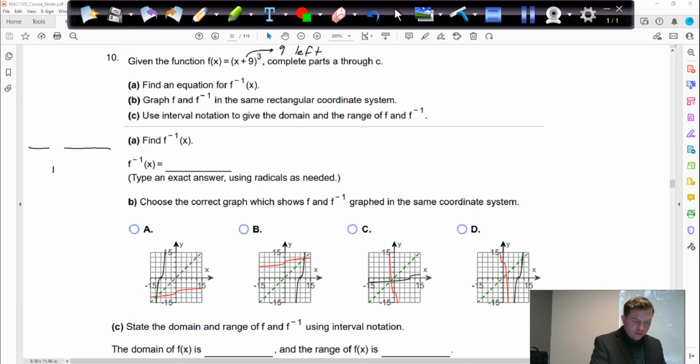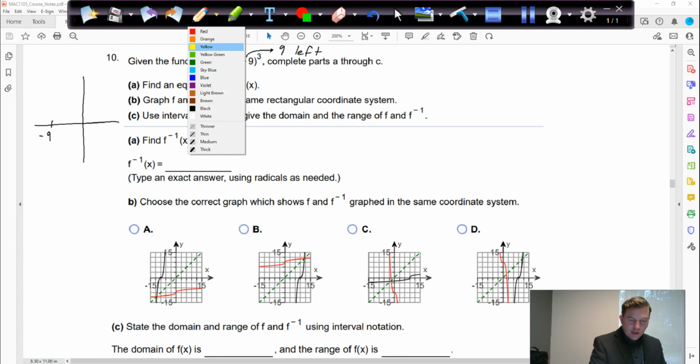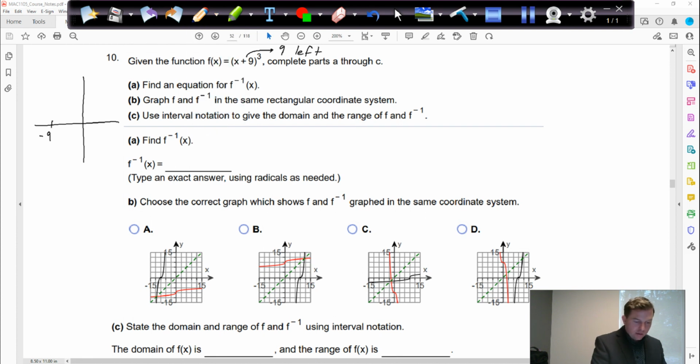So let me draw this a little differently. 9 to the left. So over here at minus 9, we are going to have this function that looks like a kind of a sideways S or something. Okay, so that's f, and then we'll see what happens with f inverse. So let's solve for f inverse. And I'm using red for that.